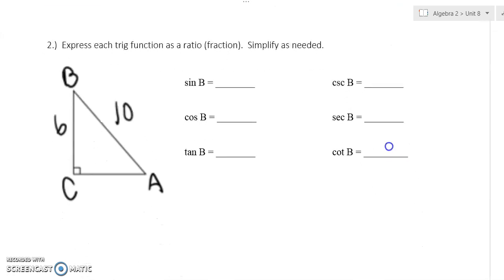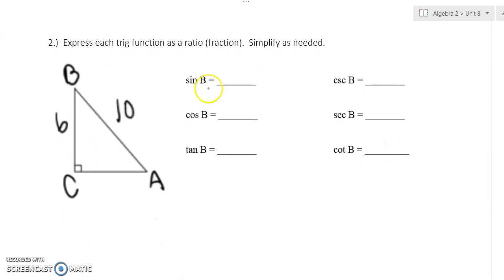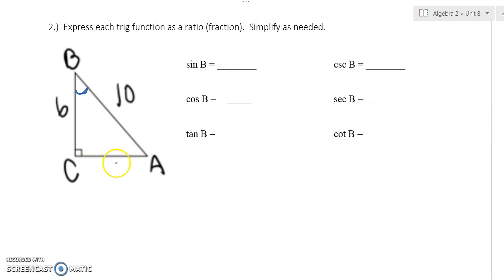All right, so let's look at this. Now, example 2, we are working with angle B. I can see B, B, B, B, B, B. Okay, so I'm going to put my angle right there. The problem with this one is I don't know one of the missing sides.